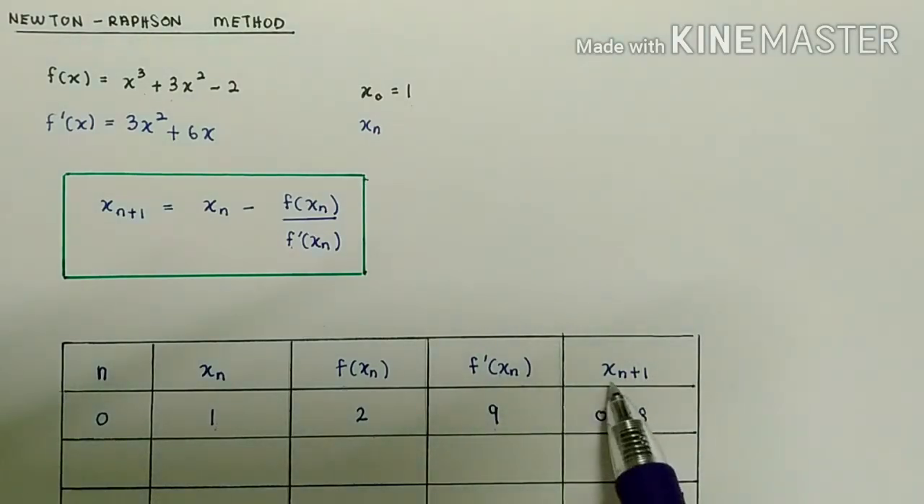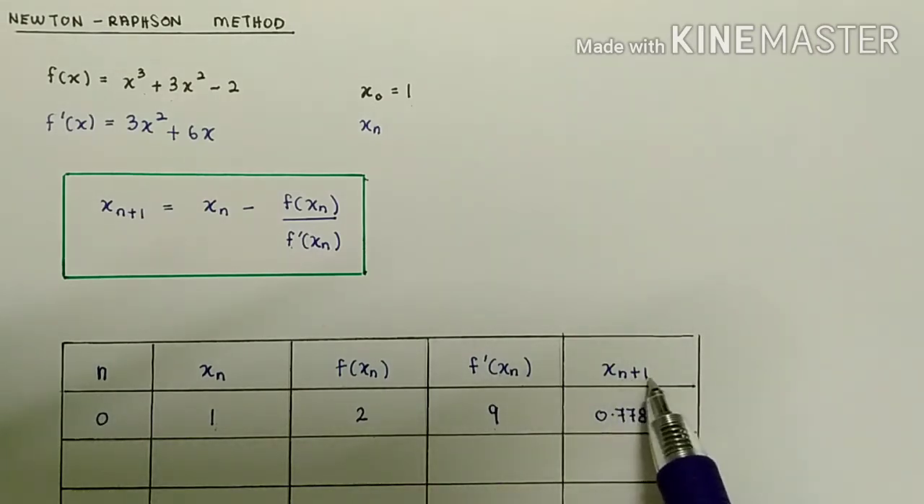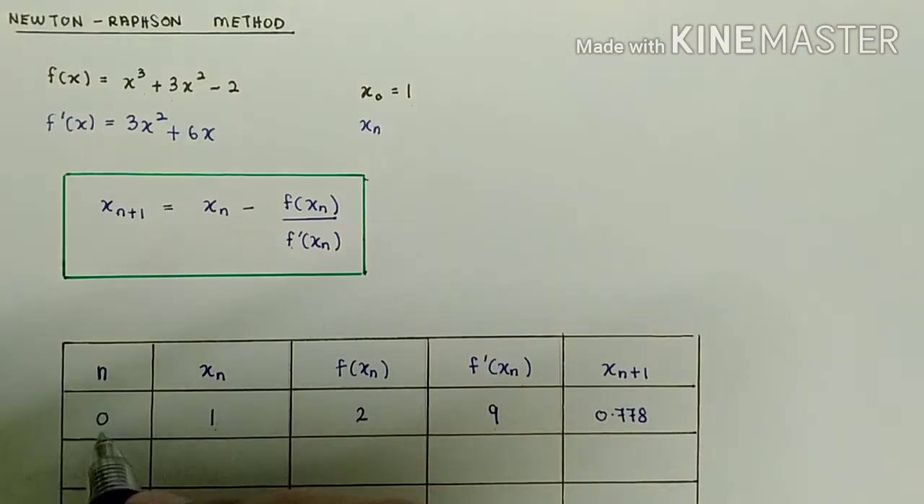Okay, so here is xn plus 1. Our n is 0, that means 0 plus 1 is 1, so this is the value for x1. Okay, so n is equal to 0 for the first row. For the second column, we proceed with n equals to 1. So xn, which is x1, is equal to this value, 0.778.